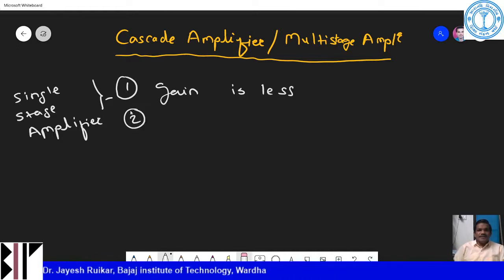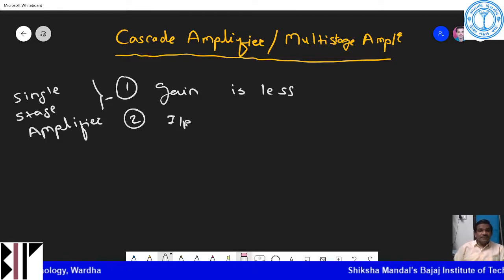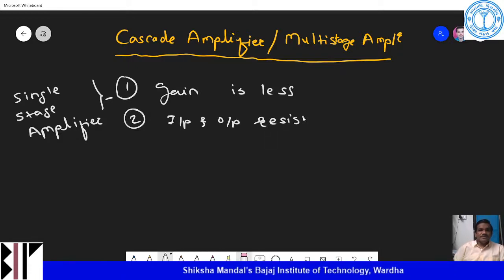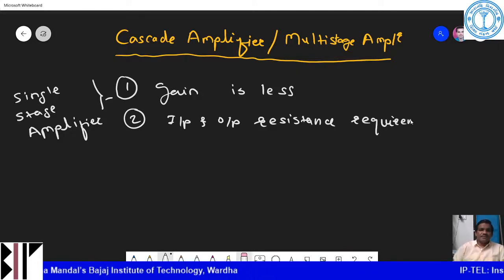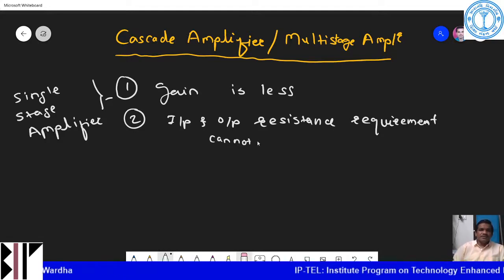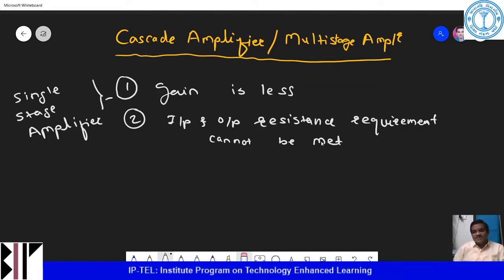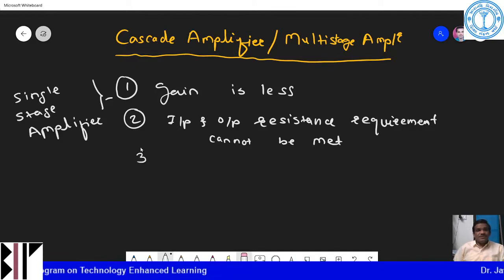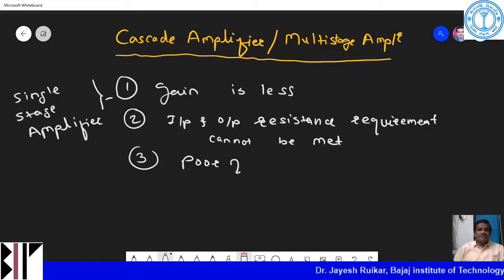And then input and output resistance requirement cannot be met. This is one of the disadvantages of single stage amplifier. Then we talked about efficiency. So efficiency in terms of single stage amplifier is very poor.